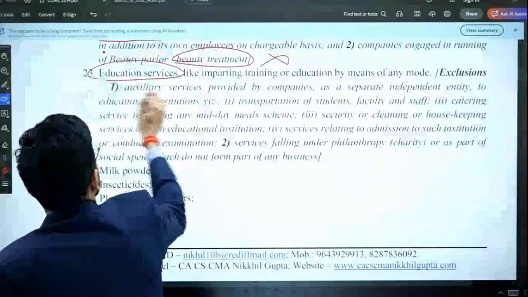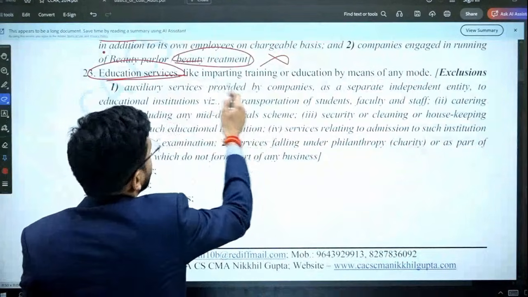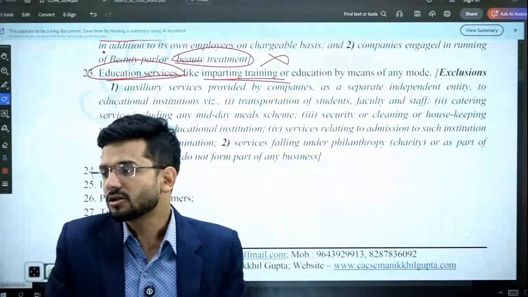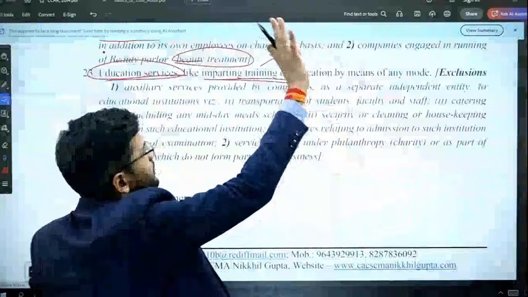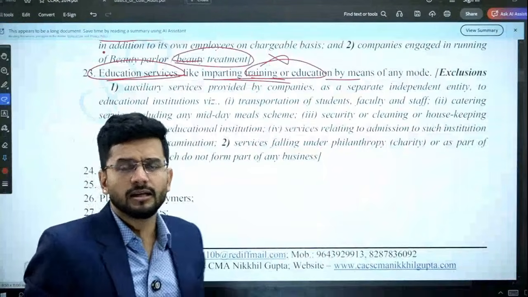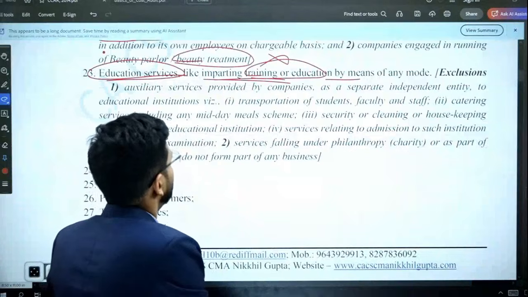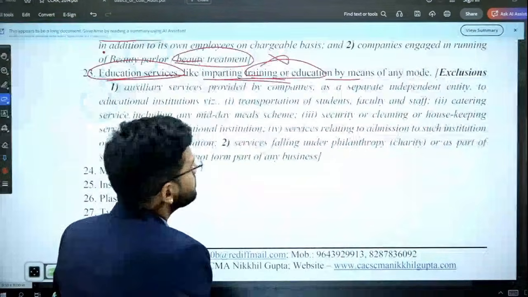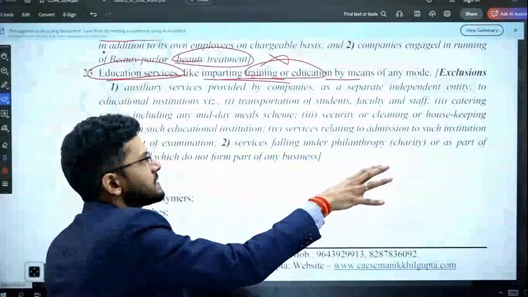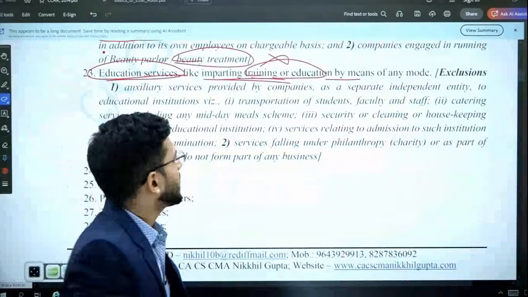Then we have the education sector, which again is included in the cost records, like imparting training, education by means of any mode. Even coaching institutes are categorized under these cost records and cost audit rules, because it says any mode. Even schools, colleges are all included in this category. Even online coaching institutes, even online courses like Udemy or Unacademy, or any kind of online coaching, that is also included in this particular category.